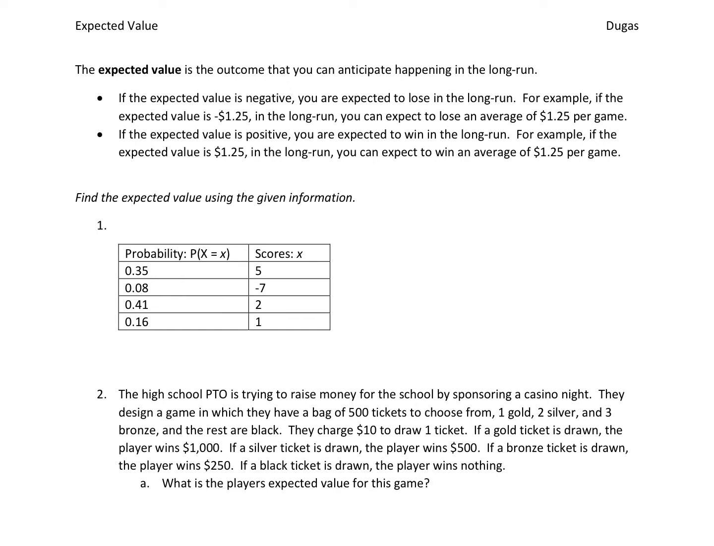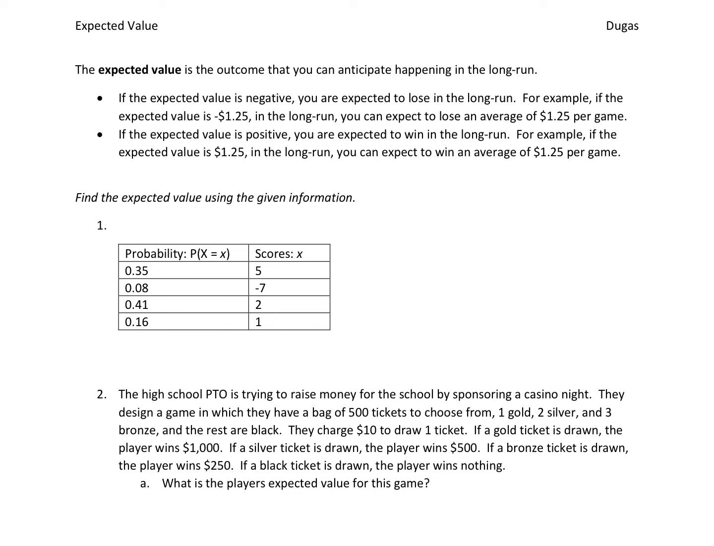You know that if you flip a fair coin, you have a 50% chance of flipping a heads and a 50% chance of flipping a tails. Well, in this example, you've got 4 different possible scores or 4 different possible X values, but they're not equally likely. You can see that there's a 35% chance of a score of 5, but there's only an 8% chance of a score of -7. So they're weighted differently. The way you take that into account is you multiply the probability by the appropriate score.